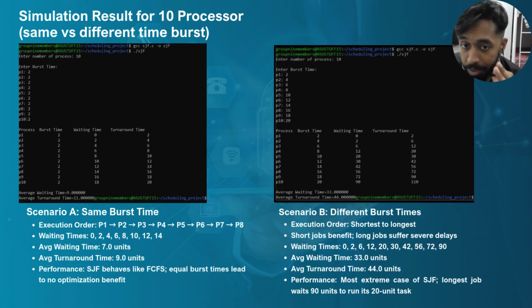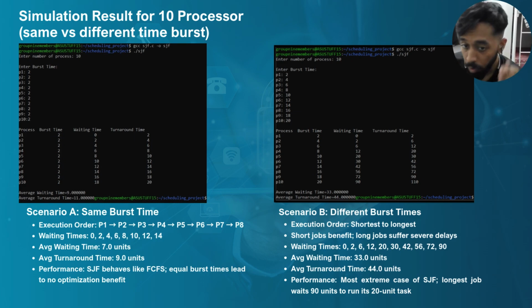Now, last but not least, for 10 processes, it goes the same pattern. As you add 10 processes, if it is the same burst time, it's going to be the same as the FCFS, because there's no priority given to any of the jobs; all the jobs are considered the shortest job. So it goes in the same order of P1, P2, P3 until P8.